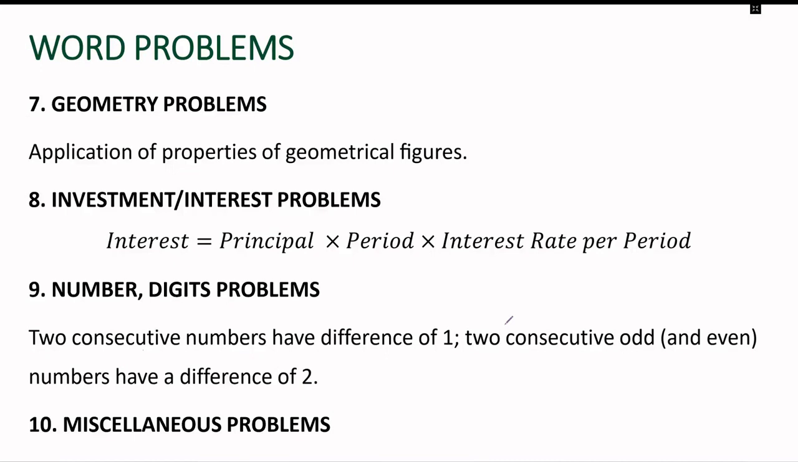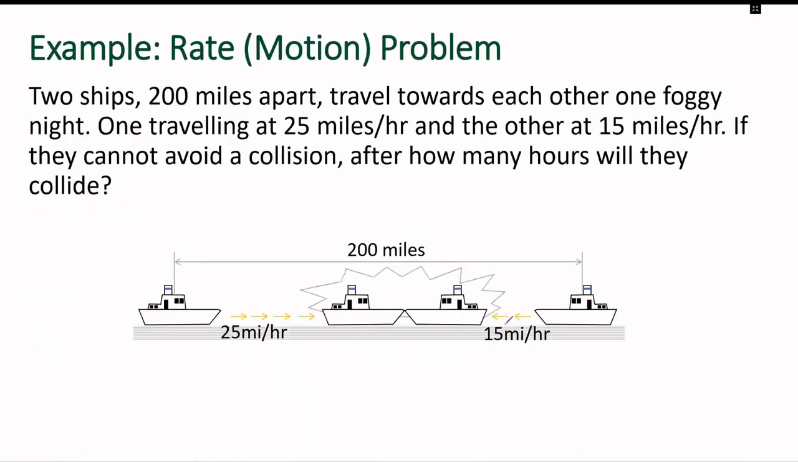So let's look at an example. Two ships, 200 miles apart. Please refer to the figure. They travel towards each other one foggy night, one traveling at 25 miles per hour and the other at 15 miles per hour. If they cannot avoid a collision, after how many hours will they collide?